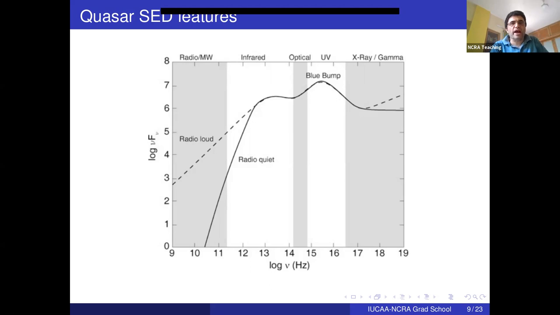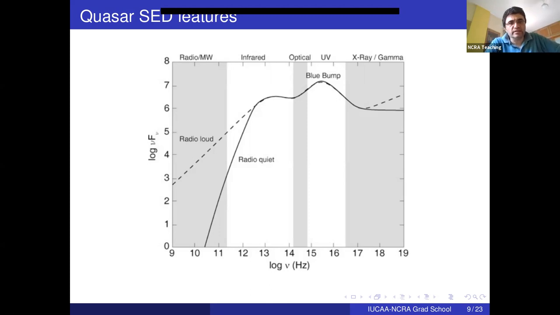If you come to the radio side, there are radio quiet quasars which have very, very low emission in the radio bands. But of course, there are also a few radio loud quasars, and 3C273 definitely belongs in that category. For these quasars, the radio luminosity can be many orders of magnitude higher than the luminosity of the radio quiet quasars, especially at frequencies of about a gigahertz or less.